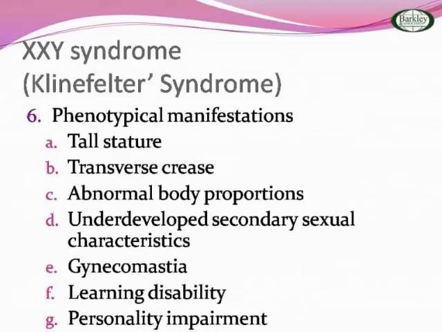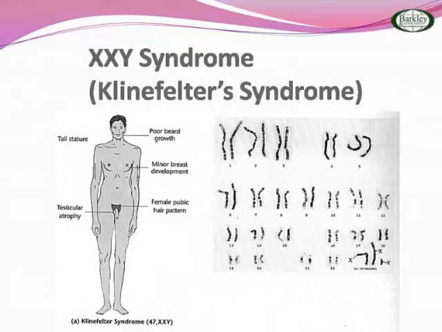They're tall. They have transverse creases. Body proportion is abnormal. They're kind of tall and lanky. Underdeveloped secondary sexual characteristics, gynecomastia, breast tissue in the male, learning disability, and personality impairment. And this is what you think about. We think about poor beard growth, minor breast development, female hair, testicular atrophy, and just tall.